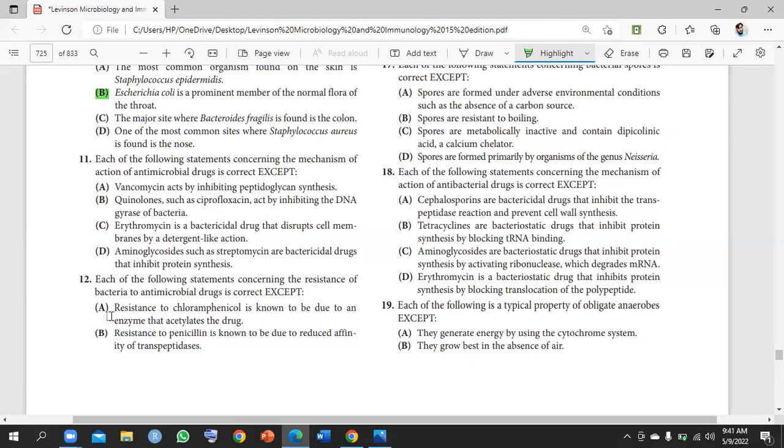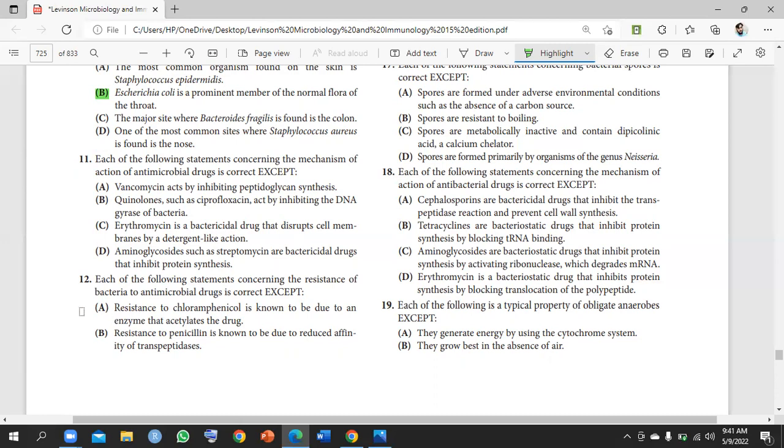Erythromycin is a bactericidal drug that disrupts the cell membrane by a detergent-like action. Now, this is not the correct function because erythromycins are basically protein synthesis inhibitors and they are bacteriostatic. They are not bactericidal, okay? And they are protein synthesis inhibitors. They are not cell membrane inhibitors.